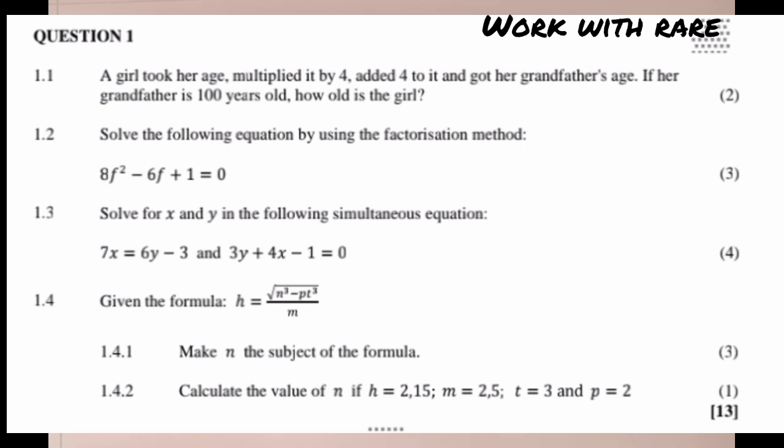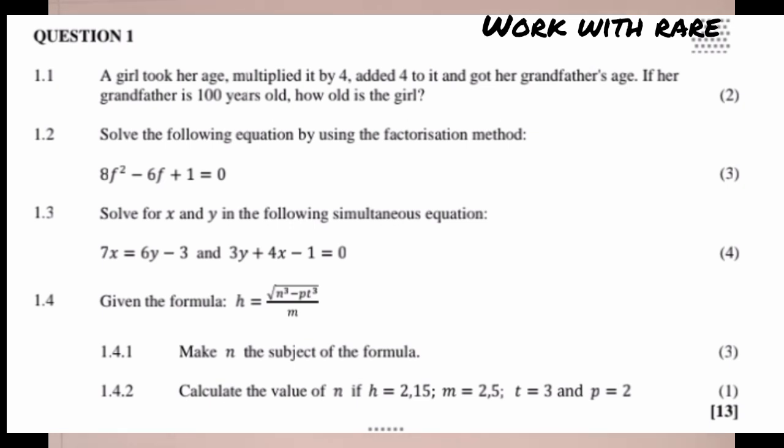But now we are given the formula. So first question, it says make n the subject of the formula. So remember, when you make something the subject of the formula, at the end we should have that letter. Like here they said we should make n the subject of the formula, so in the end I should have n is equal to something, not n with another letter. Okay, so you should be careful when you substitute.